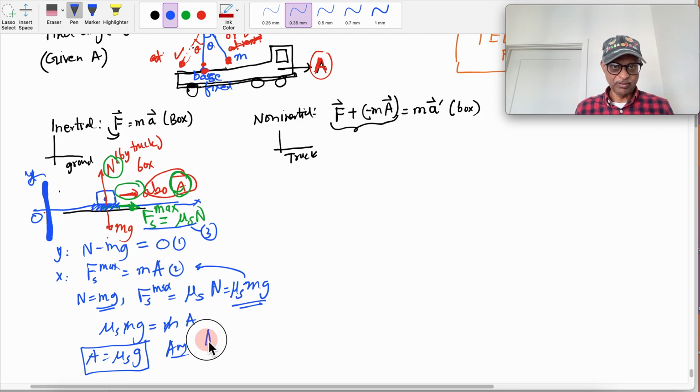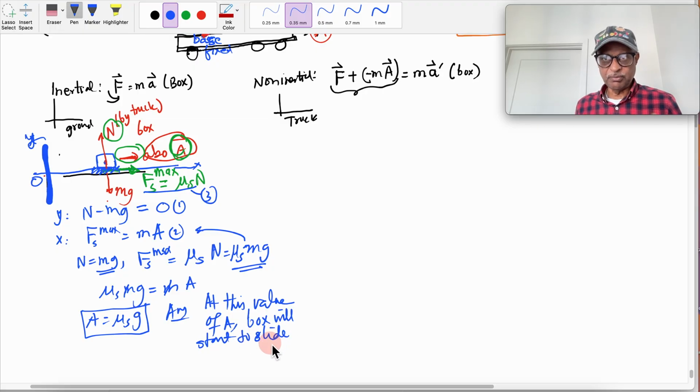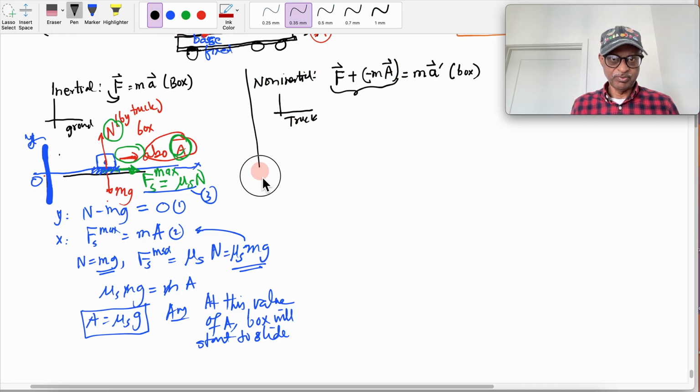At that value of a, the box will start to slide. And when it starts to slide, you have a kinetic friction and you have all the other things we can do with it, right? How about if we do it this way? We should get the same answer.